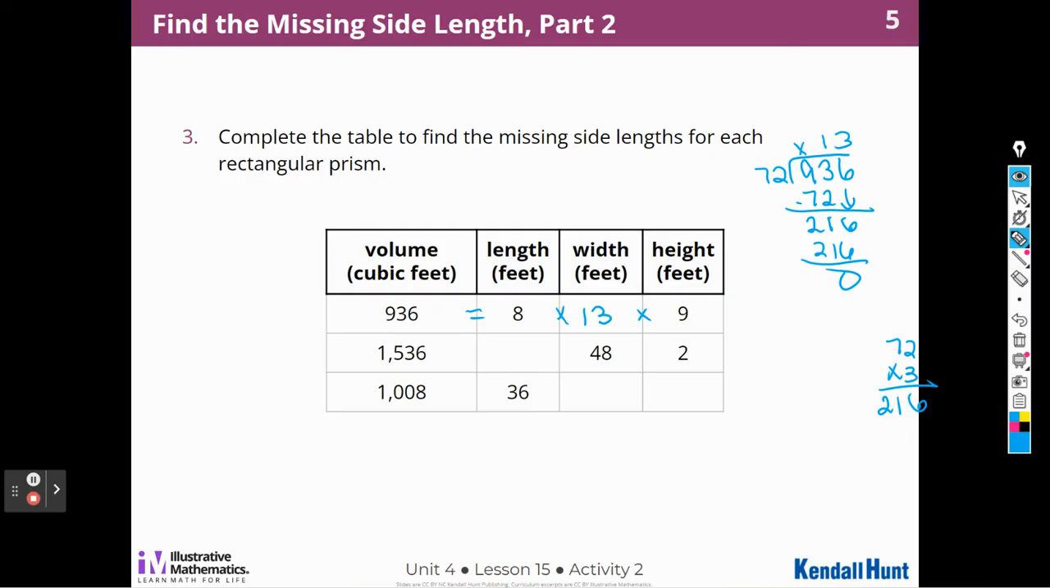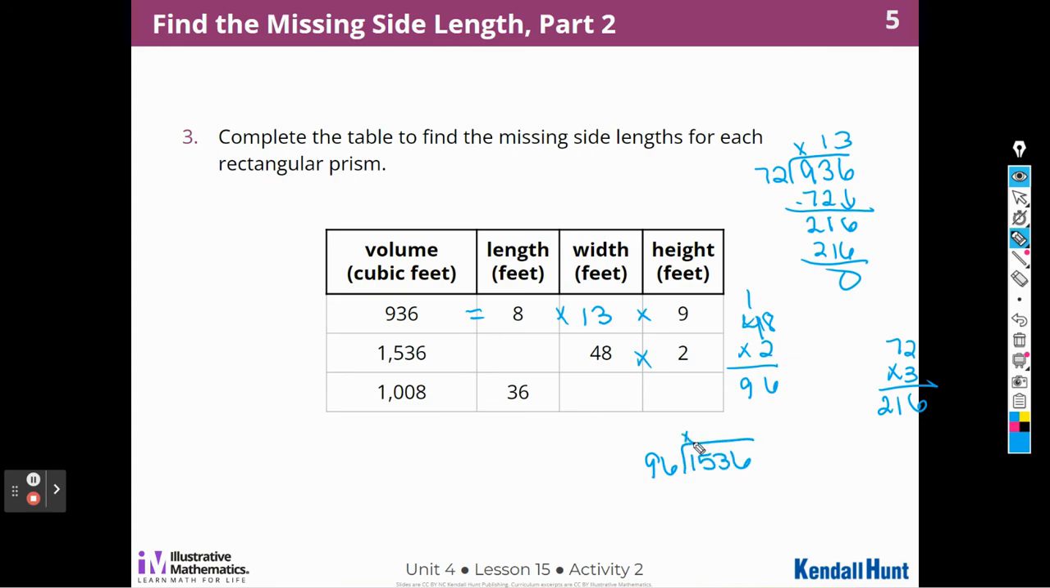So I did it a little bit differently than Claire did in the last problem. I'm going to also do this one a little bit differently as well. I'm going to multiply 48 times 2 first. 2 times 8 is 16. 2 times 4 is 8, plus 1 is 9, so 96. So when I multiply these two together, I get 96. Now I'm going to just divide one time. 96 will go into 1,536.